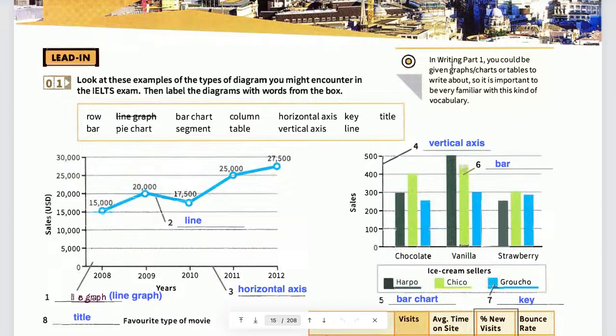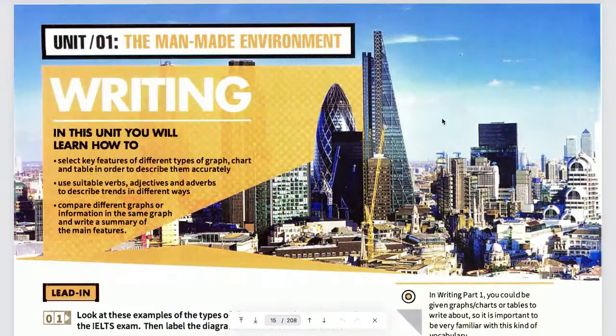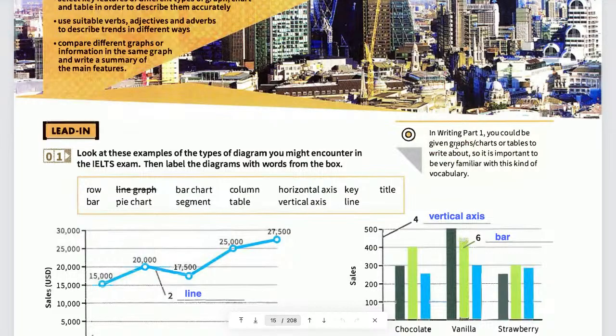All right, so look at the tip on the right column. In writing part 1, you could be given graphs, charts, or tables to write about. So it is important to be very familiar with this kind of vocabulary.